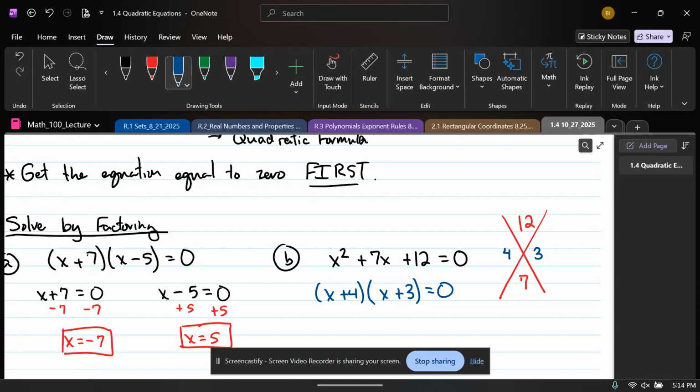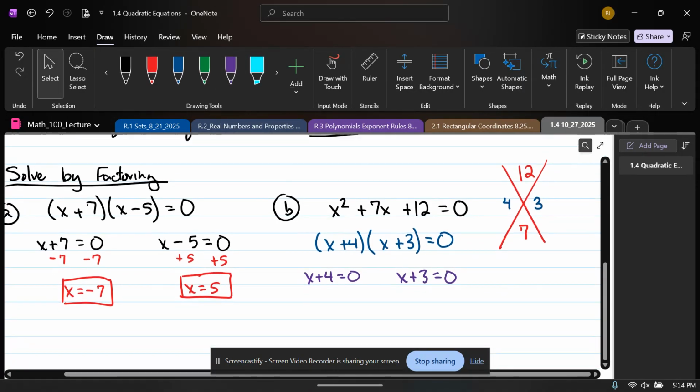So now that looks like example A did. And now I take each of those factors: x plus 4 equals 0, x plus 3 equals 0. And I get x by itself.